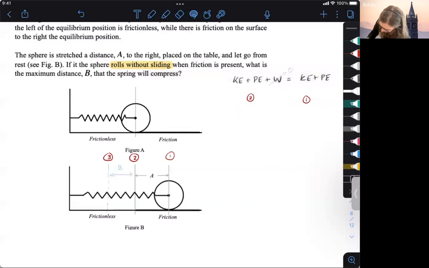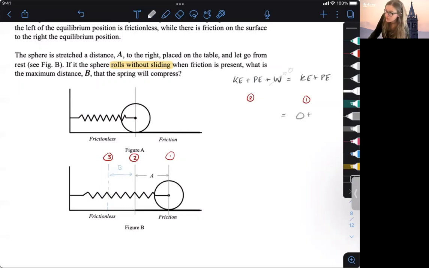For this side, where the spring is, we just have the potential energy of the spring, right? The spring has been stretched. We have the spring potential dependent on this distance A, so that's what's going to be on our other side. We don't have any kinetic energy at the beginning at state 1, so KE is equal to 0.